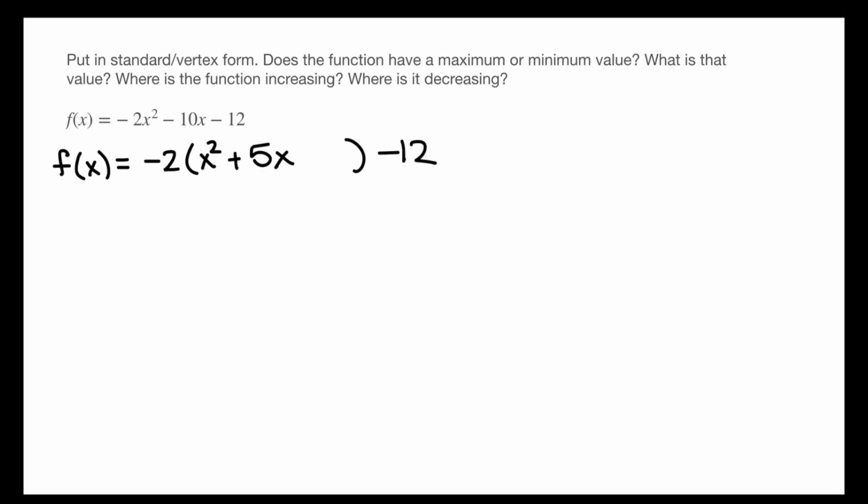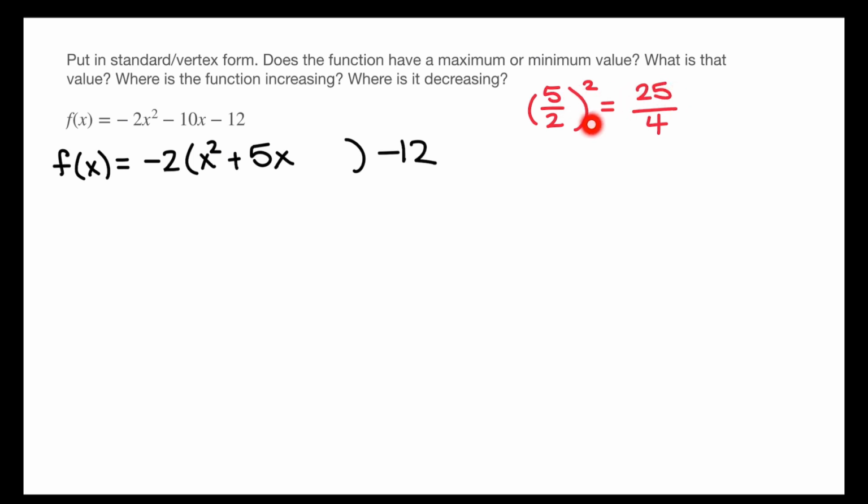You can always check to see if you've done this step correctly by distributing the -2 and making sure you get what you started with. But the important idea is we need to have a 1x squared, because now we can use that process of completing the square. We're going to take the number in front of the x, it's a 5, divide it by 2, and square it. 5 divided by 2, can't do much with that, so I'll just square it now.